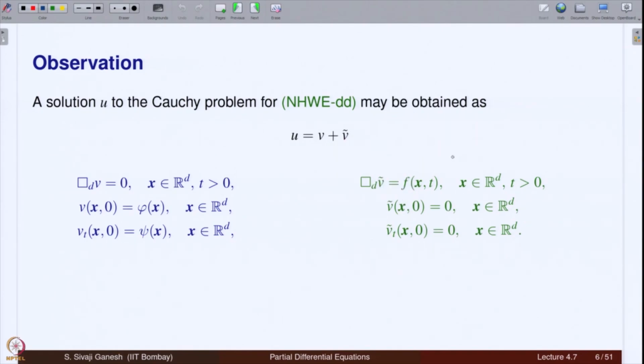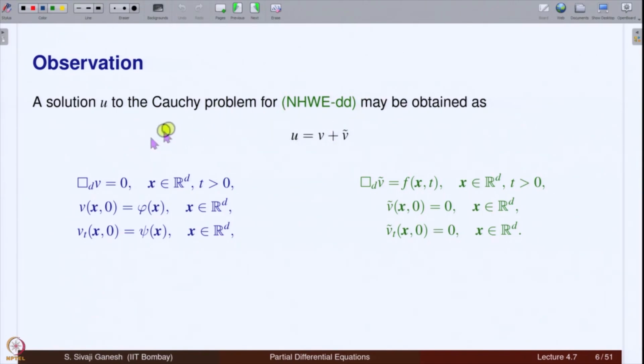So, you get the non-homogeneous wave equation satisfied by u, and then look at the first initial condition: v(x, 0) is phi(x), v tilde(x, 0) is 0, therefore u(x, 0) is phi(x). Similarly, u_t(x, 0) is v_t(x, 0) plus v tilde_t(x, 0), one of them is psi and the other one is 0, therefore the sum will be psi. So, therefore, u indeed satisfies the non-homogeneous wave equation.